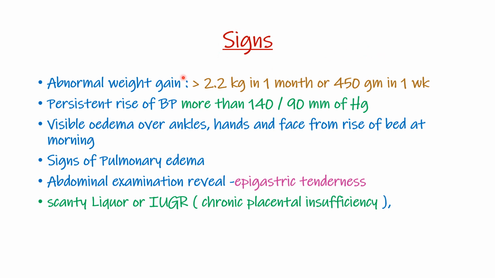As a clinician, you're going to note abnormal weight gain that is greater than 2.2 kgs in 1 month, or 450 grams in 1 week.